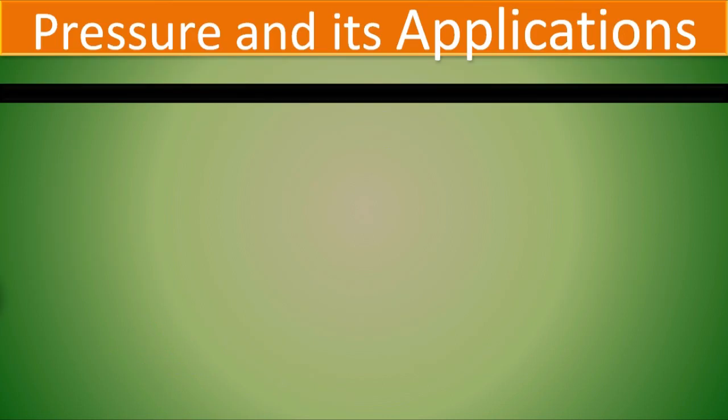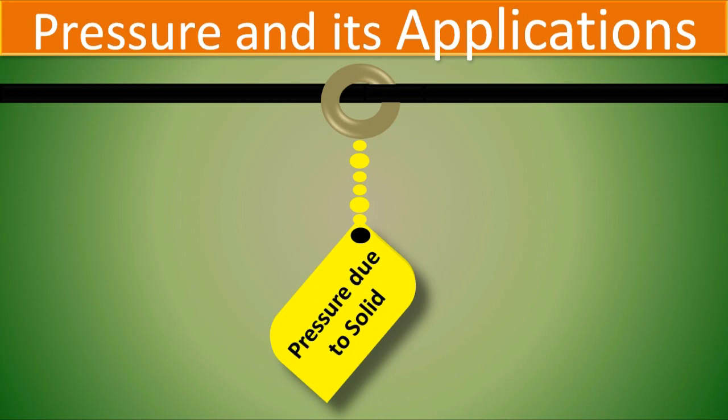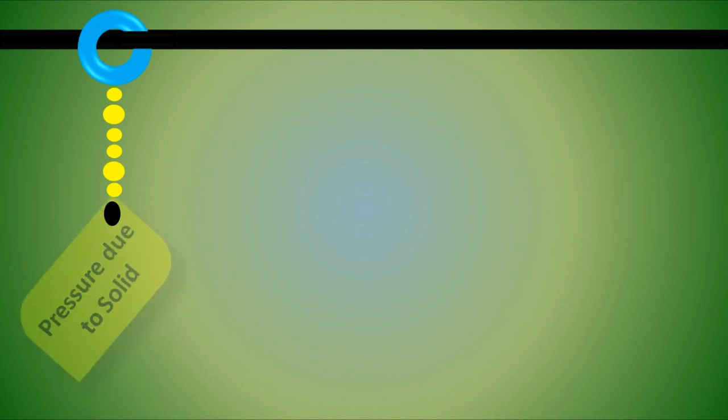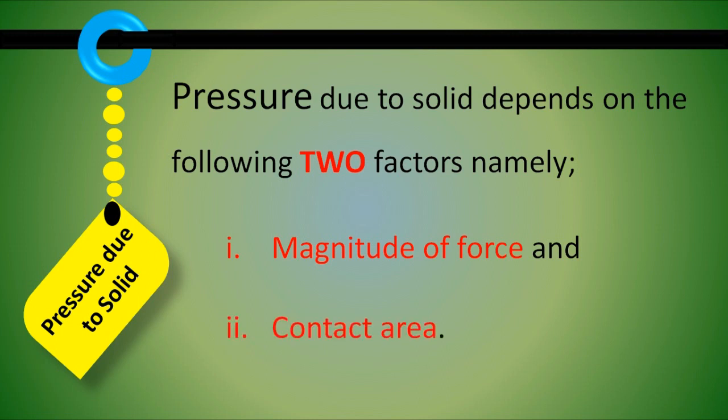Let's look at the second part, pressure due to solid. What is it? Pressure due to solid. Solids, due to their own weight, exert force and pressure whenever they are placed on any surface. Thus, the magnitude of pressure due to a solid depends on two factors. How many factors? Two factors. They are, number one, magnitude of force, and number two, contact area.